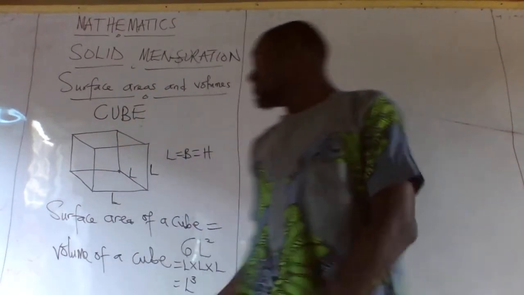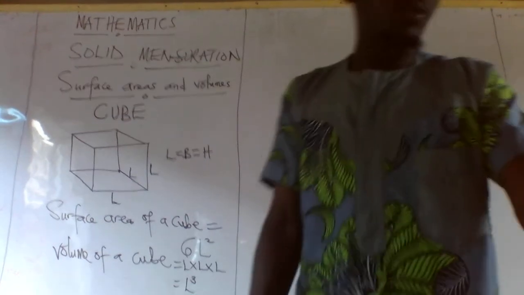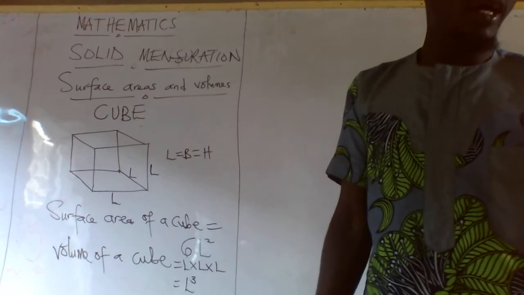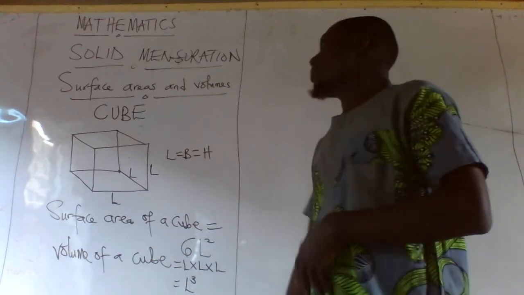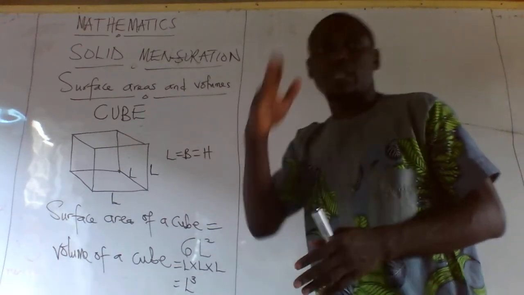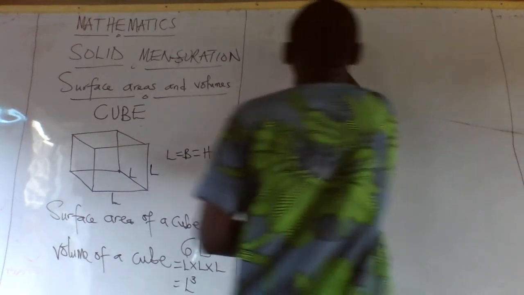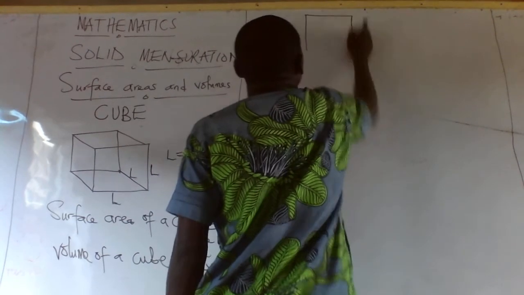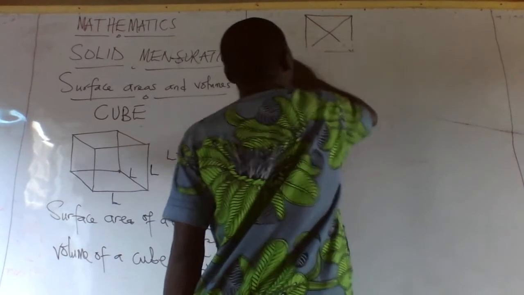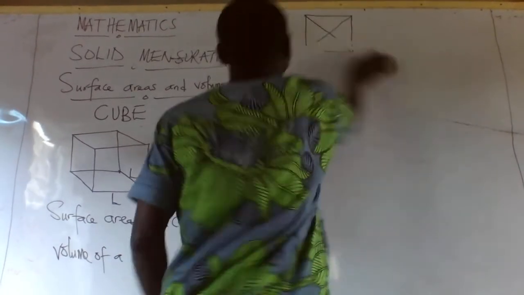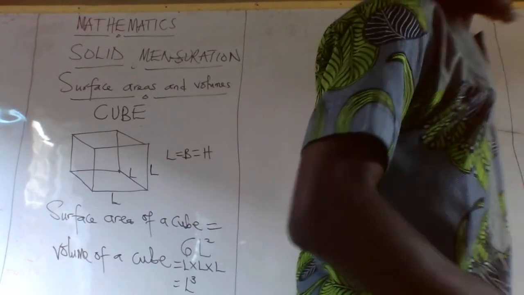Having discussed the surface area of a cube and the volume of a cube, the next thing we should know under cube is the length of the diagonal. A diagonal is the line that divides a shape from its edge. For example, if I have a square, this is its diagonal. This is also another diagonal. So we want to calculate the length of the diagonal of a cube.